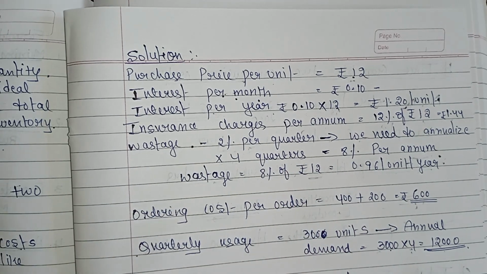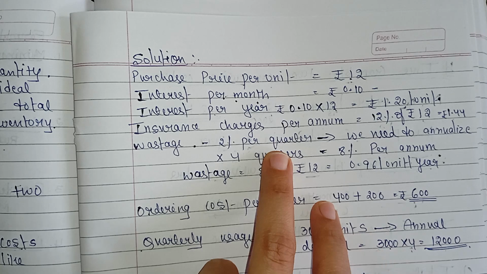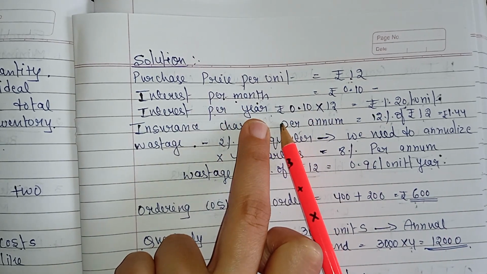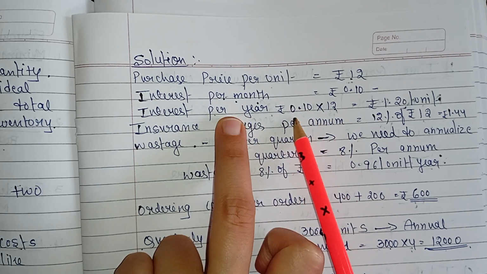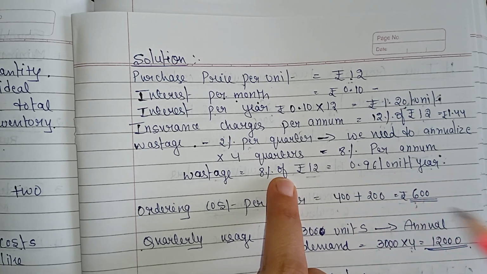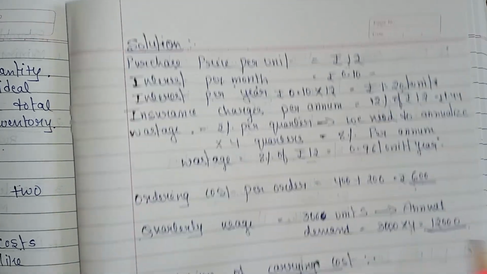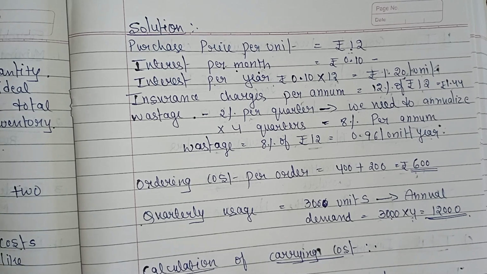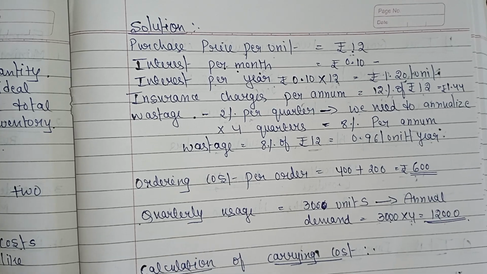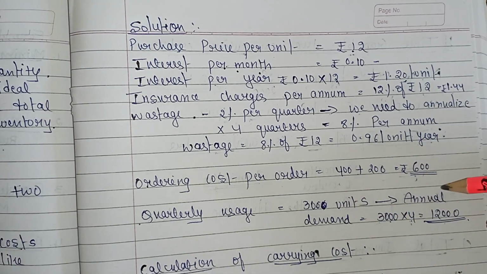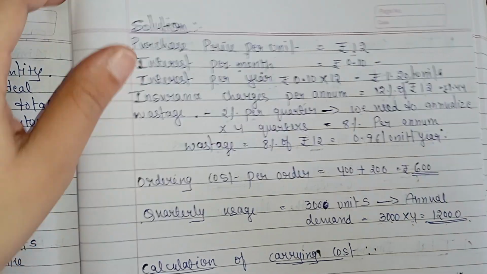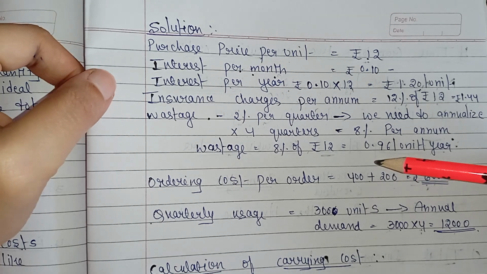Usually we solve the problems under EOQ annually, for a year. If they have given per month, we need to calculate it per year, or sometimes they give per quarter. We have to convert into per annum. Annual demand also, they may give as quarterly usage, which means we have to multiply it by 4. Then we will get annual demand. Once you get all the information, just apply the formulas. That's it, it's very simple. But you should be very careful while converting.